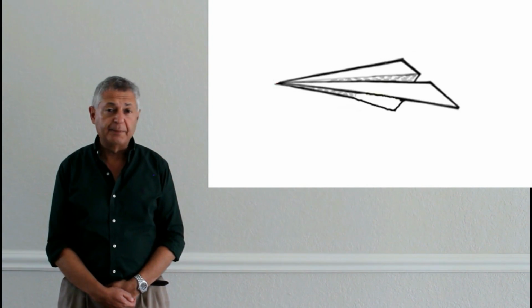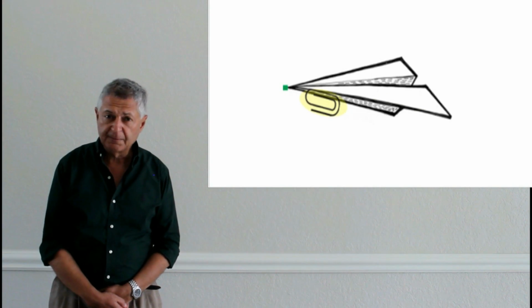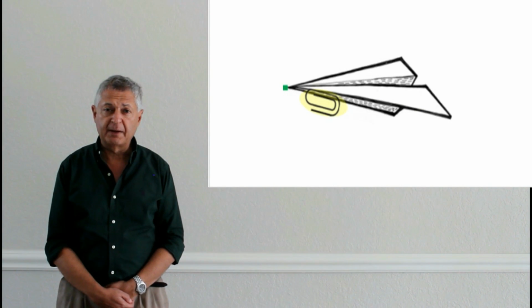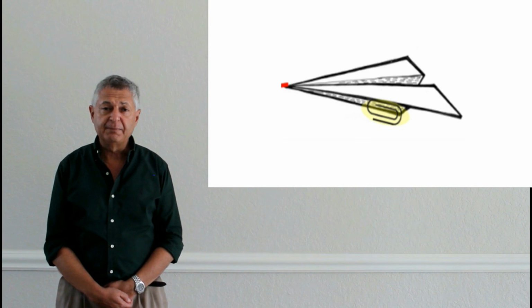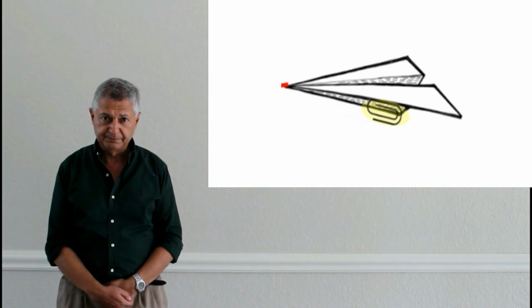Let's try to explain what is going on with this airplane. After all, what we had is the same airplane. At one point we put the paper clips in the front, and at the other point we put the paper clips in the back, and the airplane behaves completely differently.